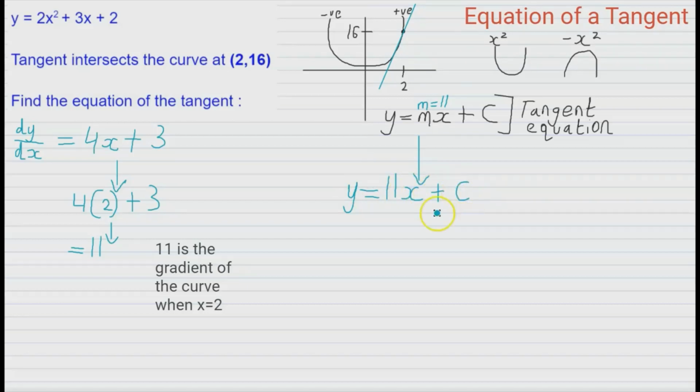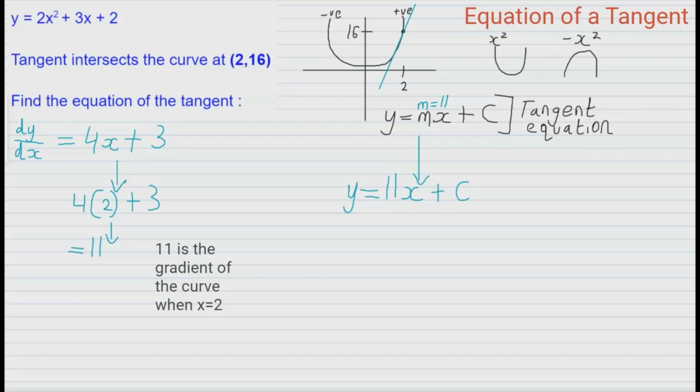plus c. Now we've got our y and our x values, and we're trying to find our c, because the c is the y-intercept. It's the one value we're trying to find. If we find the c, we'll be finished with our question. And to find it, we use our y and x values. So we've got our y, which is 16, we've got our x, which is 2, and we know because it says here that the tangent intersects the curve at 2, 16, so we know that the tangent goes through the point x equals 2, y equals 16.